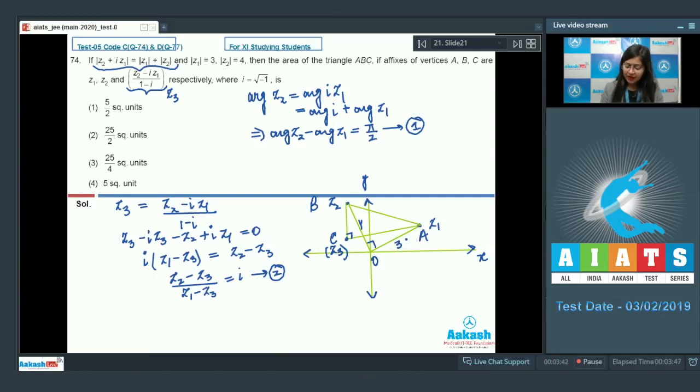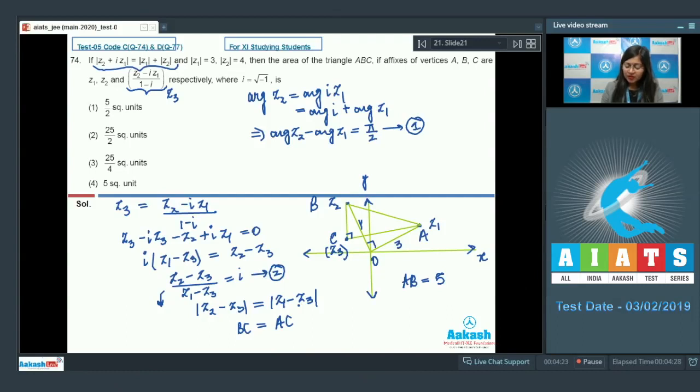So from here we can find the value of AB, which will be equal to, by Pythagoras theorem, under root of 3 square plus 4 square, that is 5. Now from here we can see that if I take modulus on both sides, we can say that modulus of Z2 minus Z3 is equal to modulus of iota, which is 1. So this is equal to modulus of Z1 minus Z3. So from the given diagram we can say that Z2 minus Z3, that is BC, is equal to Z1 minus Z3 mod, that is equal to AC. So these two sides are equal.